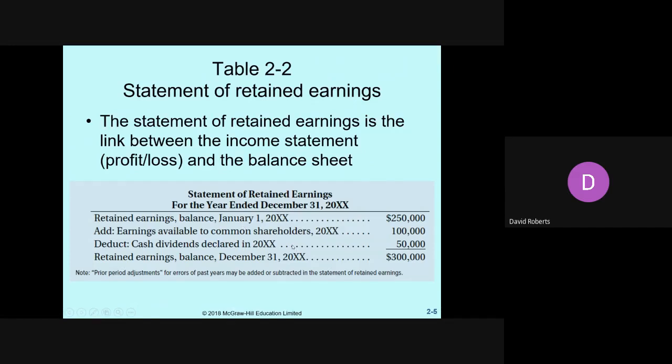So you can see here's an example of statement of retained earnings. And you've done these before in your accounting classes. So this is just again, a brief review of your accounting knowledge.